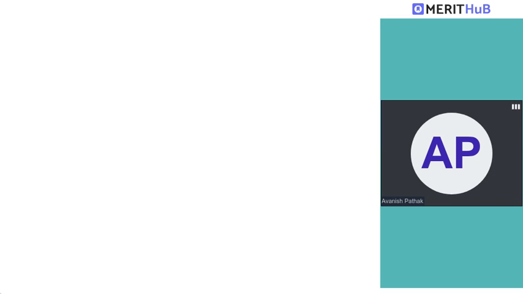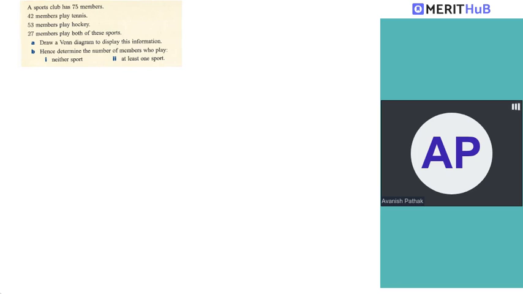Now we'll come up with problem solving using a Venn diagram. That's very important. So suppose we have a question like this. A sports club has 75 members. 42 members play tennis, 53 members play hockey, and 27 members play both of these sports. Draw a Venn diagram to display this information, and hence determine the number who play neither sport, or at least one sport.